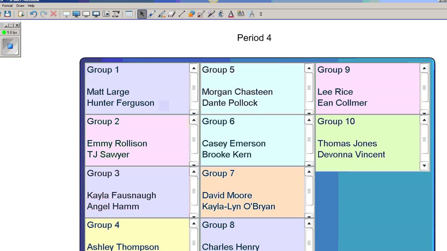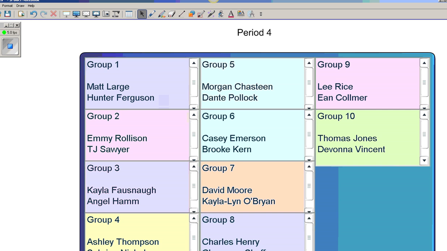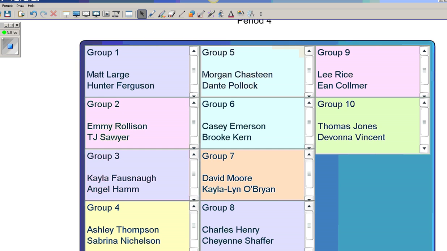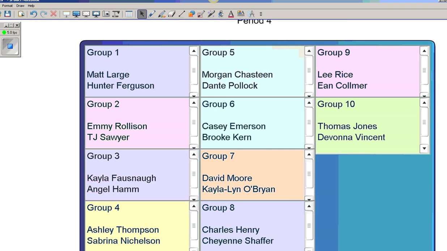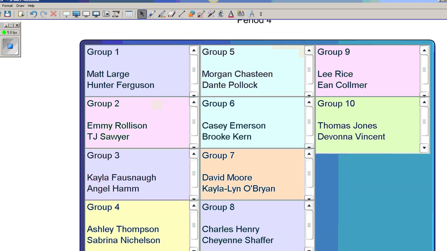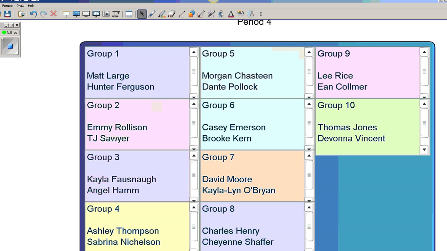Here we have period 4's groupings. We have group 1, Matt Large and Hunter Ferguson. Group 2, Emmy and TJ. Group 3, Kayla, Fosna, and Angel. Group 4, Ashley and Sabrina. Group 5, Morgan and Dante. Group 6, Casey and Brooke. Group 7, David and Kayla Lynn. Group 8, Charles and Cheyenne. Group 9, Lee and Ian. And Group 10, Thomas and Devonna. You might want to pause this so you can see who you're with. Make eye contact with your partner across the room to see where you want to sit. On your guest teacher's command, go sit with that person.